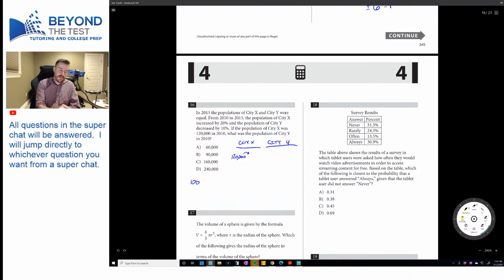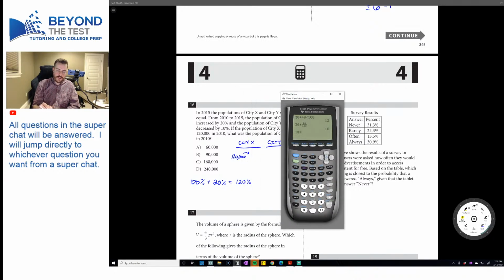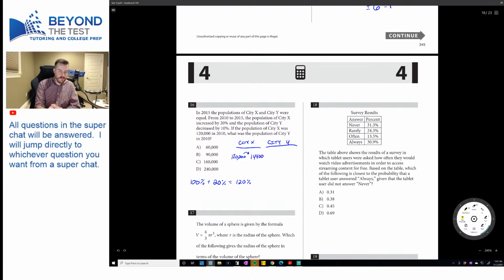Now, again, everything starts at 100%. So if I'm increasing it by 20%, that means I want to figure out what is 120% of my number. So if I took my 120,000, you could simply multiply it by 120 over 100. That's 120%. So we get 144,000. Okay, now we know initially the populations were equal. So initially this was also 120,000 here.